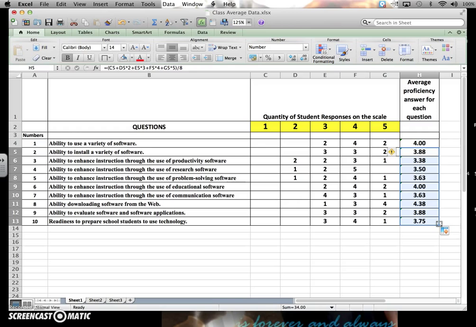Doing this, it goes horizontally. So in this one, all of my cells that I used were horizontal.